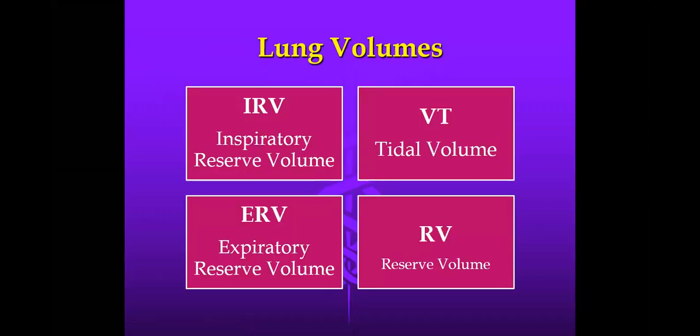The 4 volumes are IRV, which is inspiratory reserve volume. ERV is expiratory reserve volume. VT is tidal volume. And RV is reserve volume. Reserve volume is also known as residual volume. You might see it either way. Those are the 4 volumes, and they have amounts that you have to know as well. So you'll have to be able to explain what inspiratory volume is, and you have to tell me how much it is. Okay? Same thing with ERV, tidal volume, and RV.